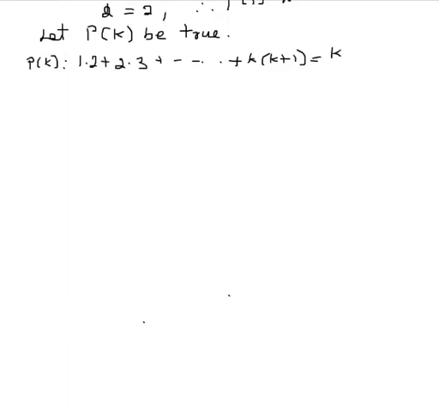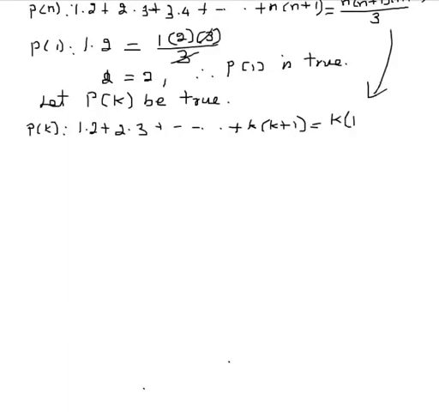Now let P of k be true. P of k statement is 1 into 2 plus 2 into 3, etc., k into k plus 1 equal to, replace n by k. Here, k times k plus 1 times k plus 2 divided by 3.